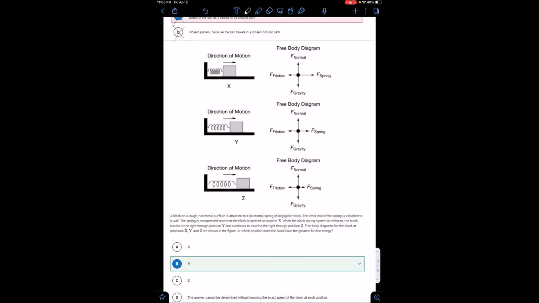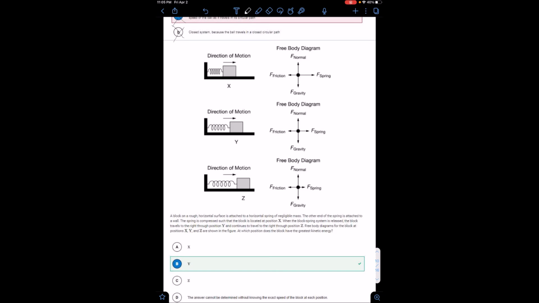All right. A block on a rough horizontal surface is attached to a horizontal spring of negligible mass. The other end of the spring is attached to a wall. The spring is compressed such that the block is located at position X. When the block-spring system is released, the block travels to the right through position Y and continues to travel to the right through position Z. Free body diagrams for the block at positions X, Y, and Z are shown in the figure. At which position does the block have the greatest kinetic energy?